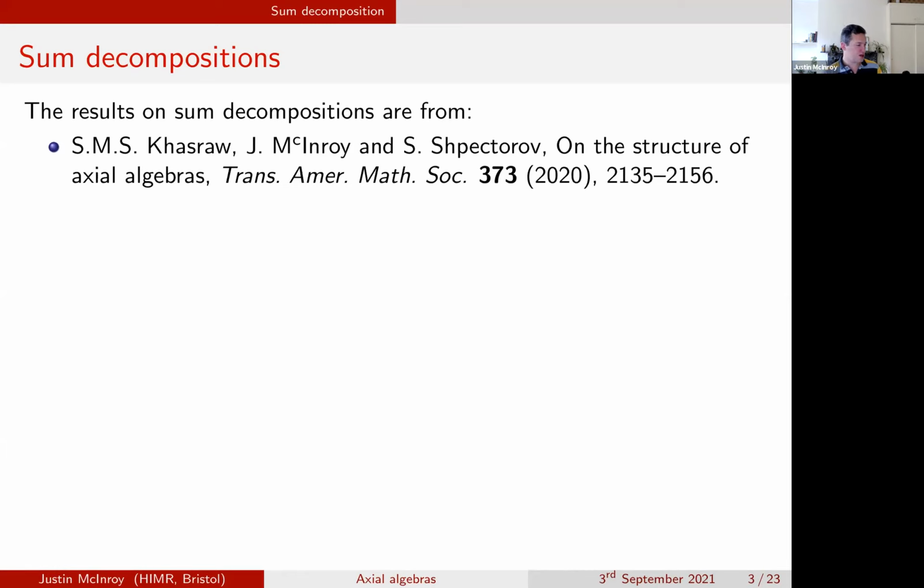So the first one of these is sum decompositions. Most of the results from this section are taken from this paper with Sanhan Khazra and Sergei Shpectorov. You might think that if our definition of a radical is a good one, then maybe modulo this radical, axial algebras are sort of semi-simple. They look like a direct sum of simple algebras, say. And so it's natural to consider some decompositions of algebras.